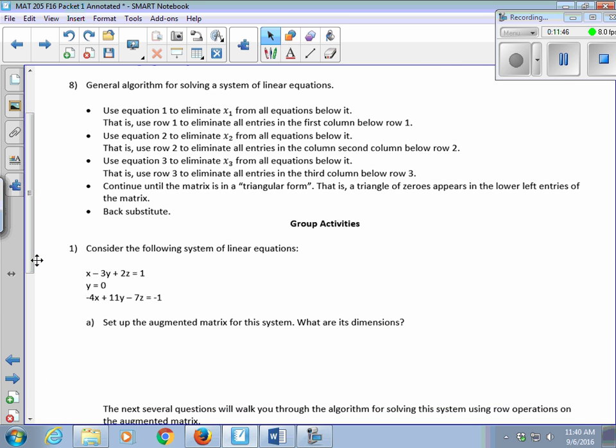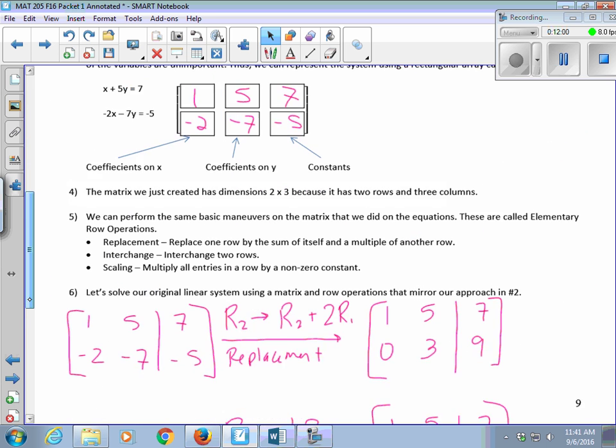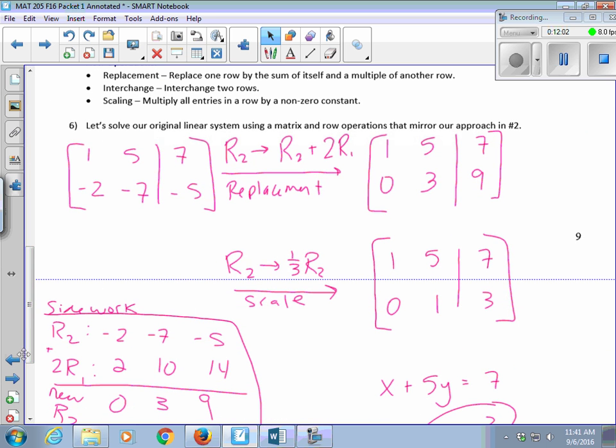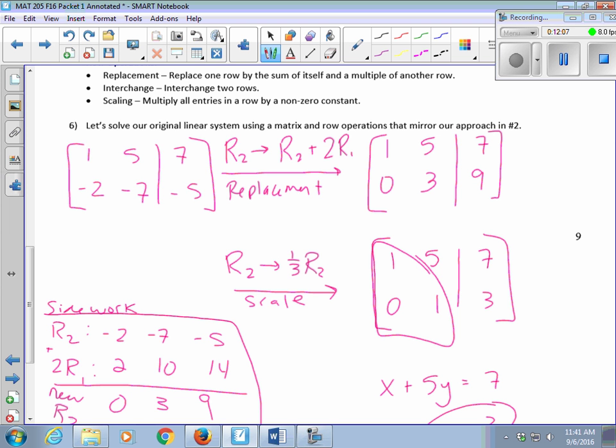So you use row 2 to eliminate all entries in the second column below row 2, etc., etc. Do this until your matrix is in triangular form. A triangle of zeros will appear in the lower left. So when you only have 2 unknowns, this is triangular form because you have a triangle of zeros in the lower left. In this case, it's only 1 0.